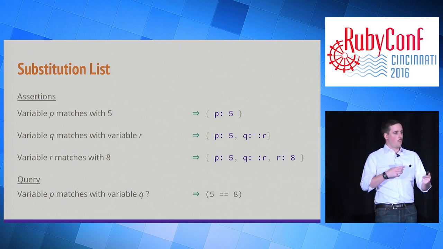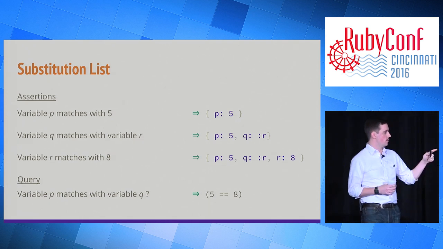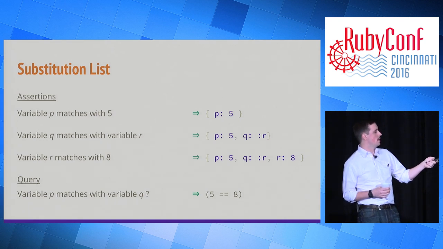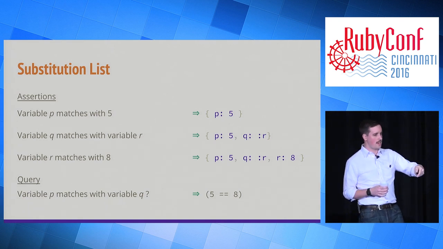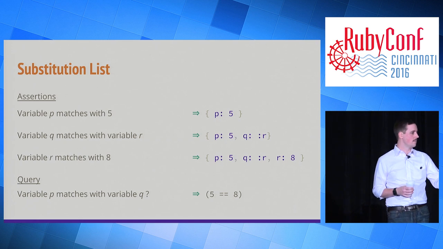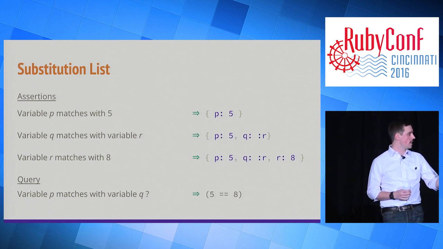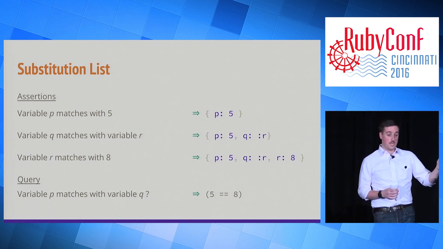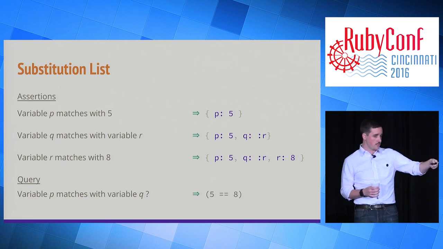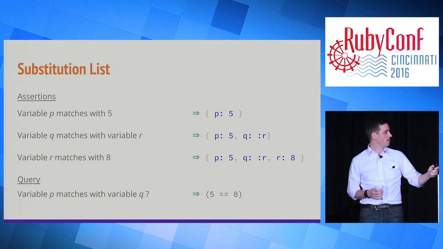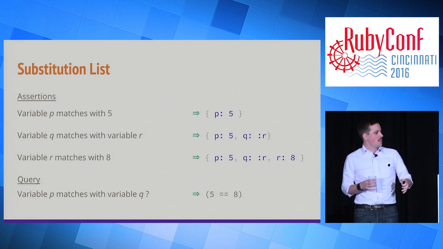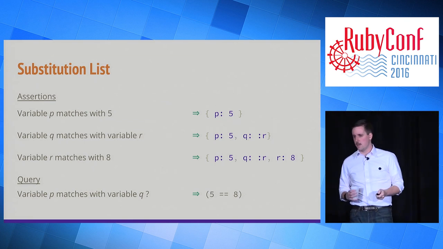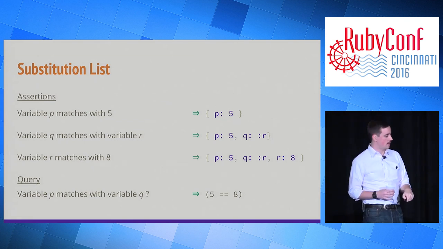And there's this process called walking through this list, where when we ask about Q, it jumps to R and says, okay, now what's the deal with R? And it ends up getting 8. So later on when we query, we say, does P match with Q? And P is 5, and Q is R, which is 8, and so we can make that comparison. So that's the knowledge storage mechanism that's going on under the hood, at least in this implementation of a logic library.